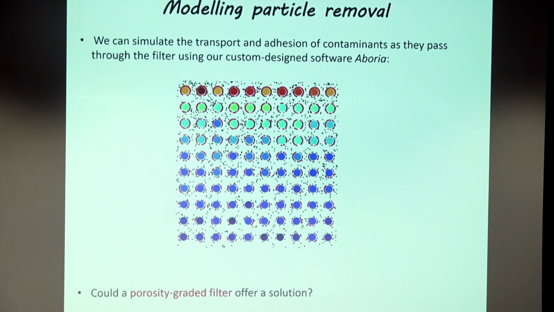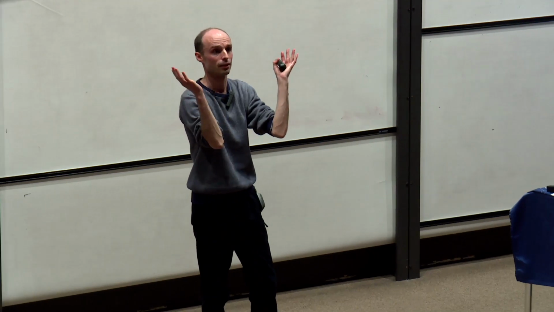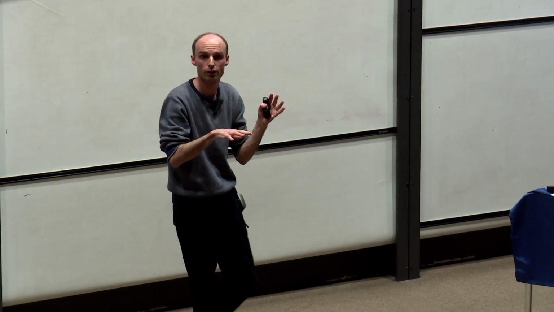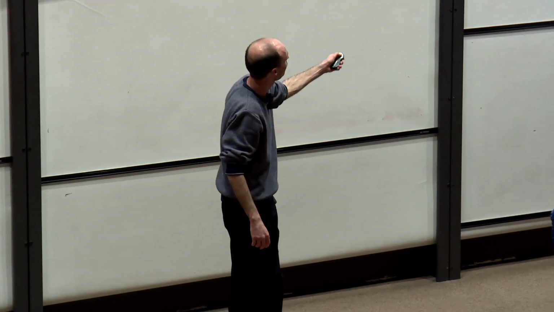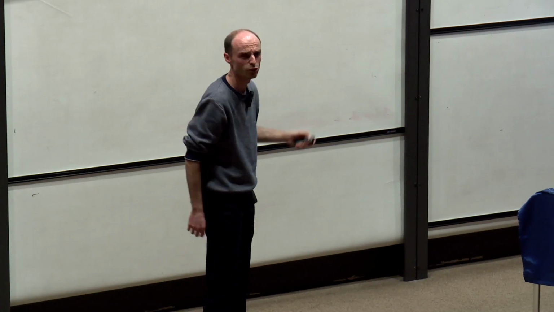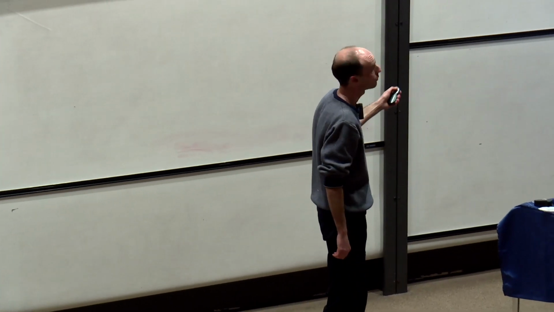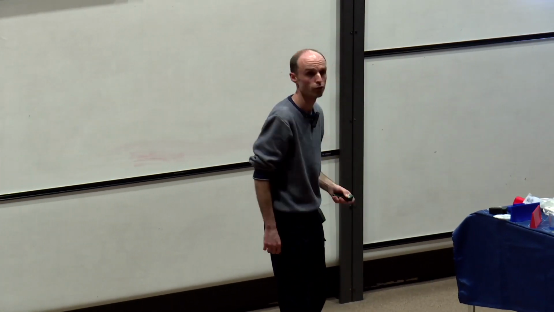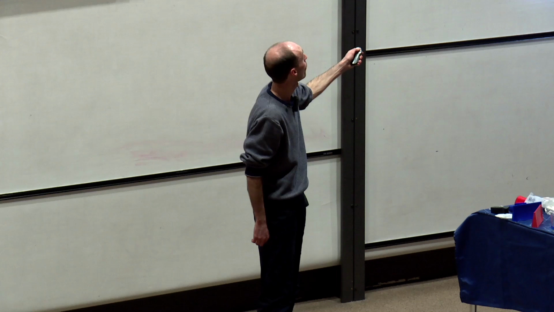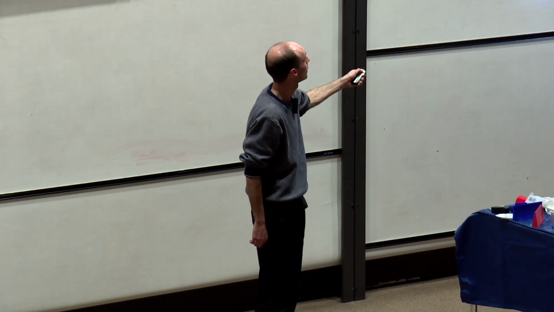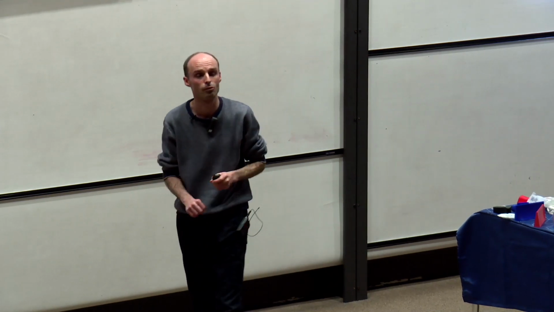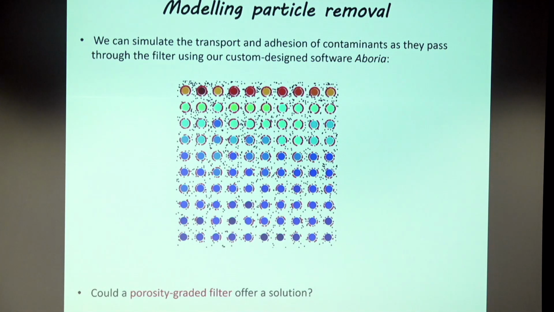So we asked the question, could we make a porosity graded filter? And by that, I mean, could we open the top out a bit so that it lets more of the dirt through, so that the filter down here is also trapping dirt? And really what we're after is a filter that traps dirt uniformly throughout, so that when it blocks at the top, it blocks in the middle and it blocks at the bottom, it blocks everywhere at once, and it's trapped all the dust.